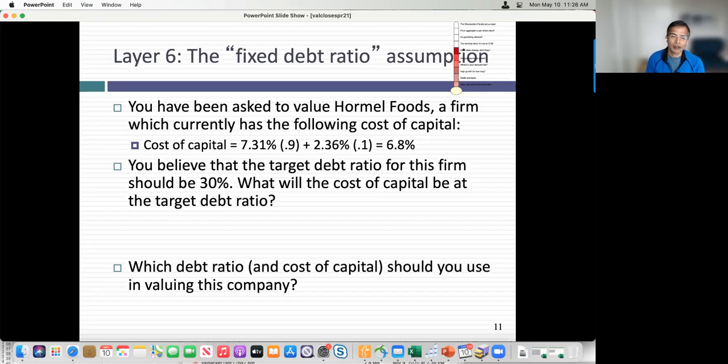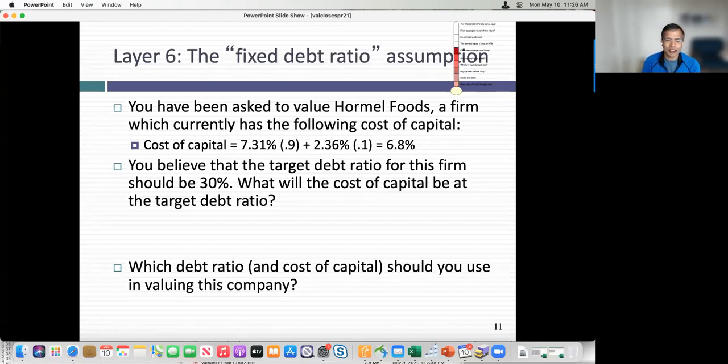Now let's revisit the cost of capital. One of the things analysts often do is they use what's called a target debt ratio to value a company. So I'm going to take you through the process of how they do it, and you tell me what I'm missing when I do this. So right now, let's say I'm looking at Hormel Foods. The debt ratio right now is 10%, equity is 90%. I come up with a cost of capital of 6.8%. So Jenna, you're going to be my analyst. So you believe that Hormel Foods should have a 30% debt ratio.